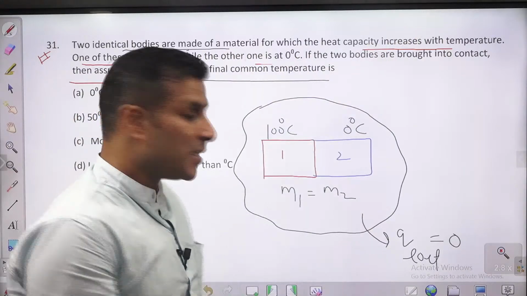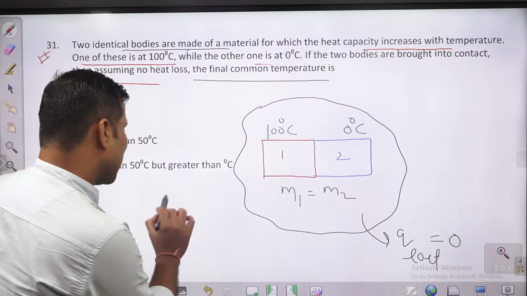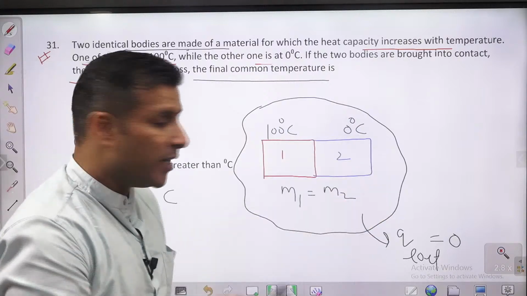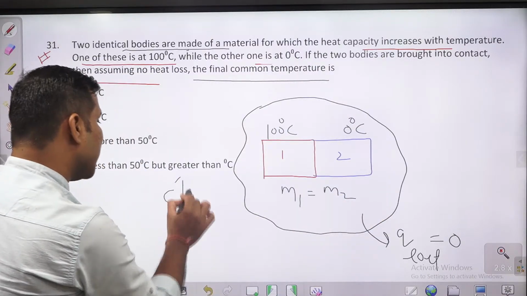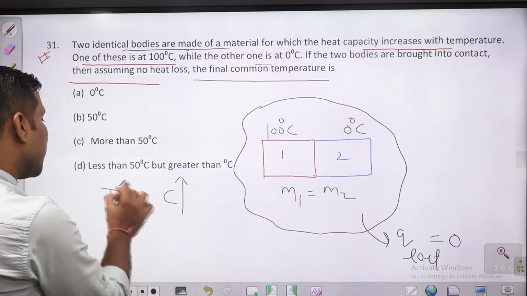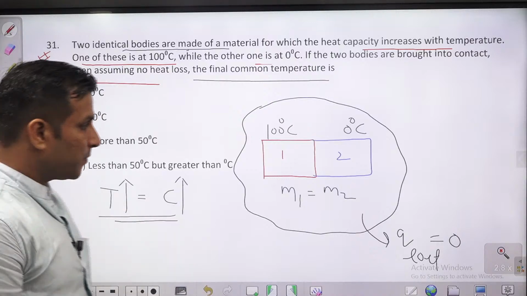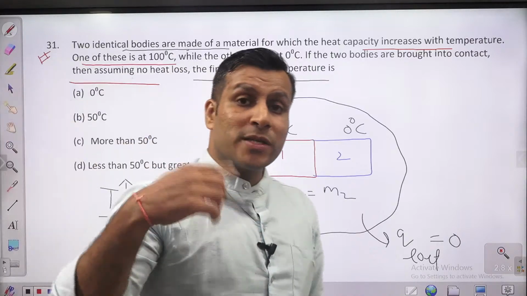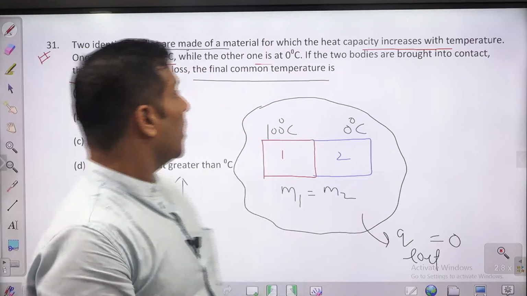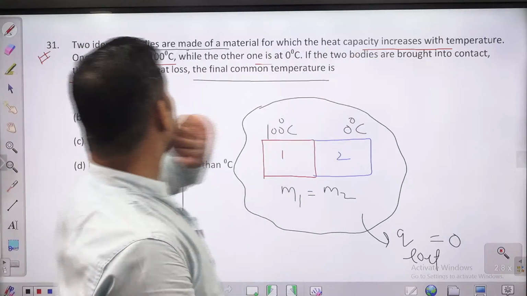What is capacity? Capacity means the product of m and c, or we can say c, because mass is same, because both are identical. So specific heat increases with increase in temperature. When temperature increases, specific heat increases. Heat capacity increases with increasing temperature.